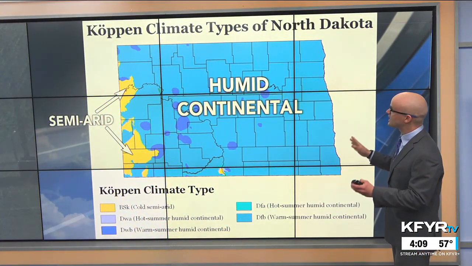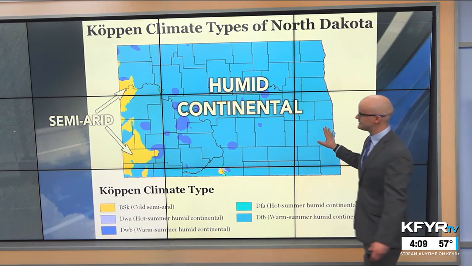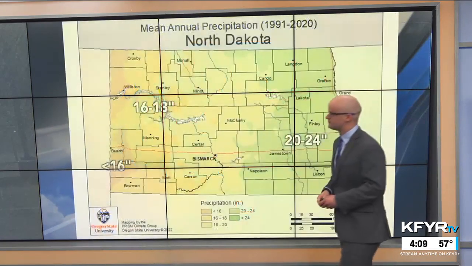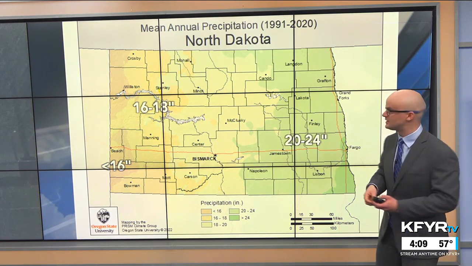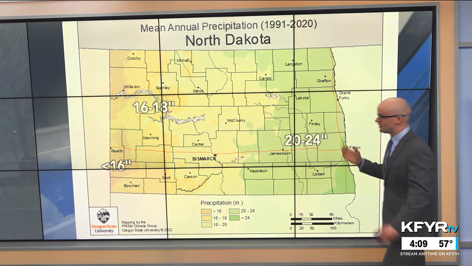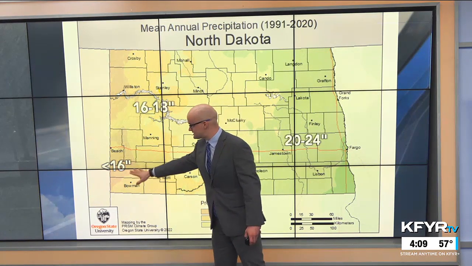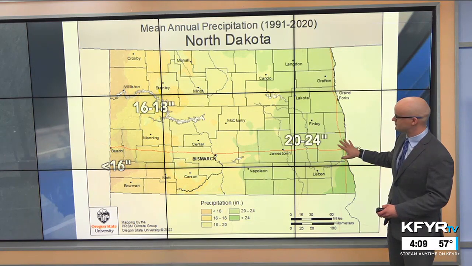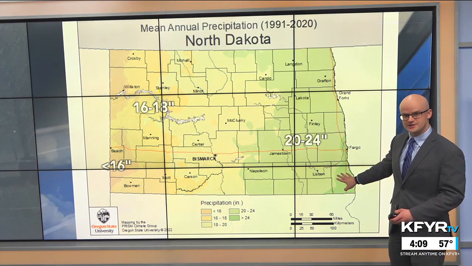Focusing just on North Dakota, the humid continental classification is for most of the state, whereas we have semi-arid for that far western part of the region. And again, we have to tie it back to our normal amount of precipitation that we see throughout an entire year. Across western North Dakota, it's 16 to 18 inches, even less than 16 inches in portions of far western North Dakota, whereas closer towards the Red River Valley, they see 20 to 24 or even more inches of rain throughout an entire year.